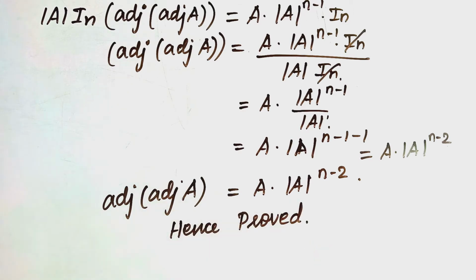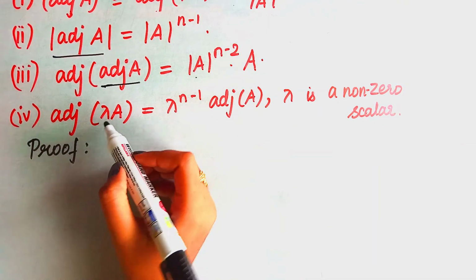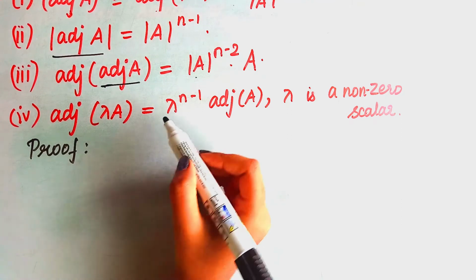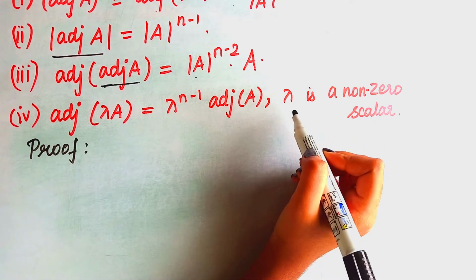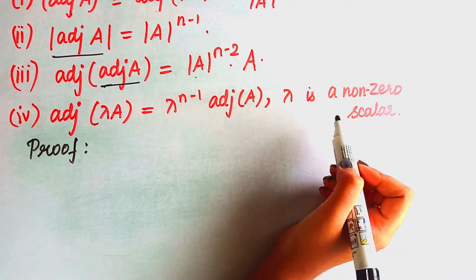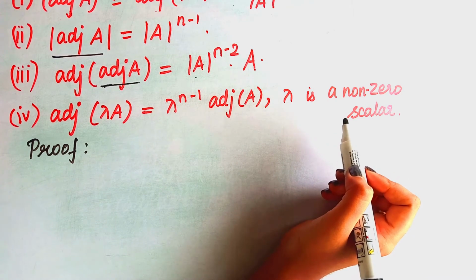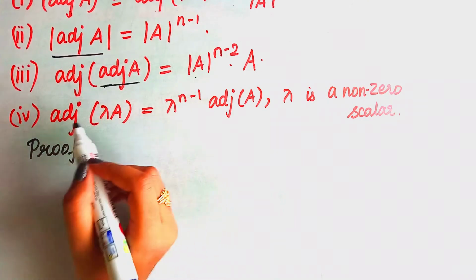Okay, now let's get into our fourth subdivision. Fourth subdivision: adjoint of lambda a is equal to lambda power n minus 1 adjoint of a, where lambda is a non-zero scalar. Here non-zero scalar means lambda is a real number which is not 0. Okay, now here the hint is adjoint a.